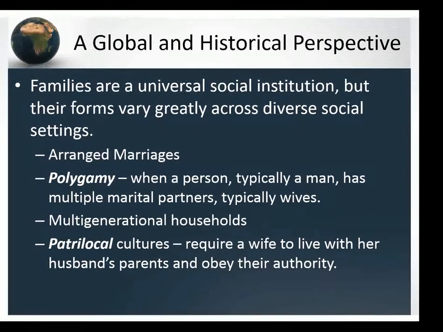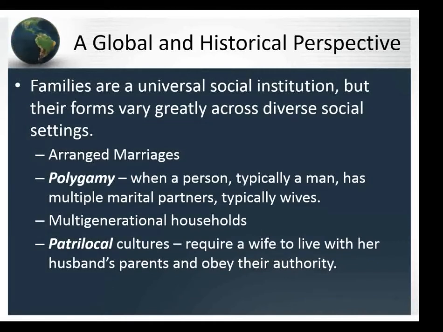The idea is that families are a universal social institution. They exist in pretty much every culture around the world. But what does change and vary is the type of family, or how we define family. So from a historical perspective, we've seen arranged marriages, which is, instead of picking who you want to marry yourself, your family, your parents, or your grandparents, pretty much shortly after you get born, decide who you're going to marry. And then a few years later, they introduce you to this person and say, yes, this is going to be your spouse. Polygamy has probably been the most common form of marriage historically, and that is where one person, typically a man, has many spouses.